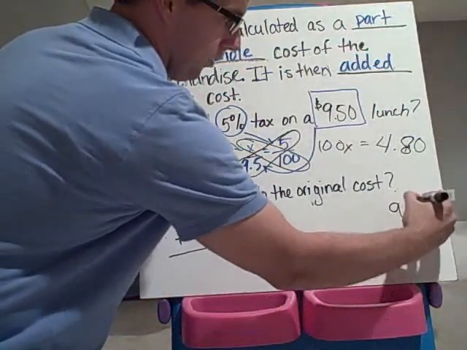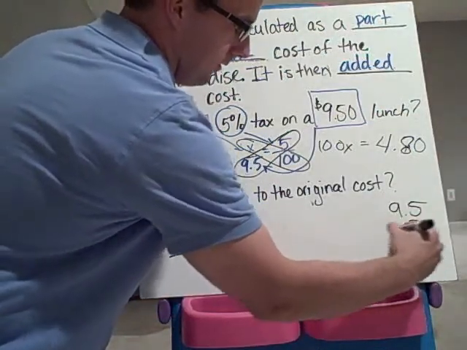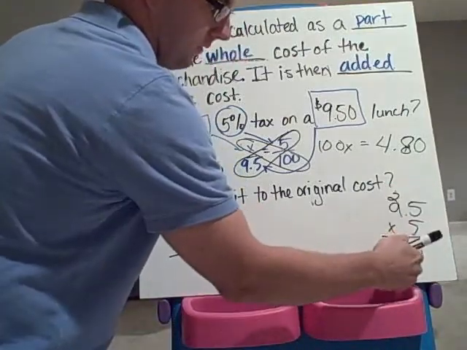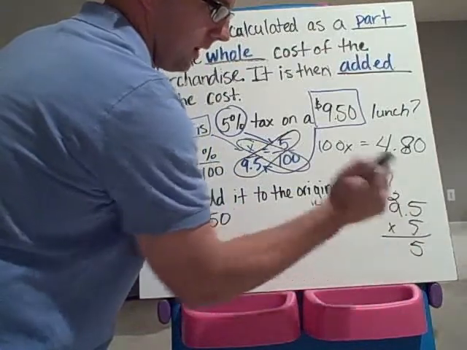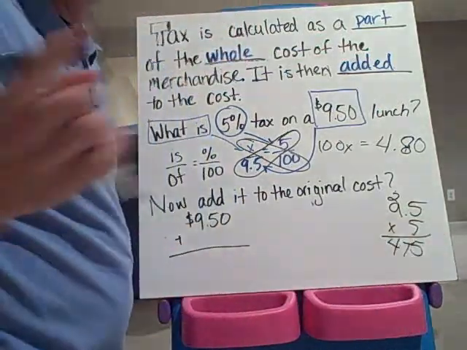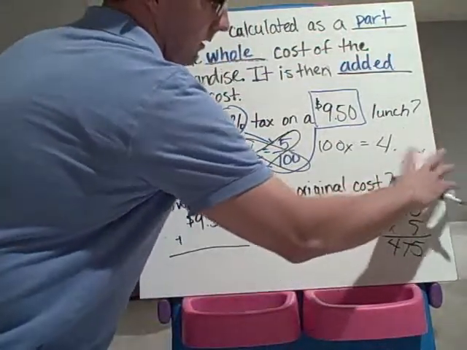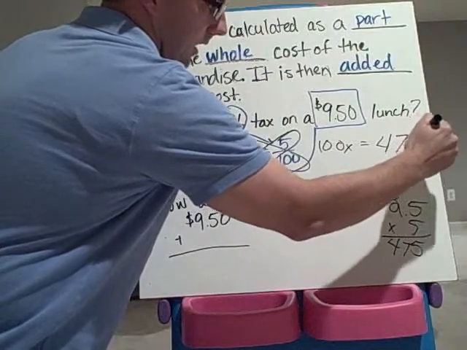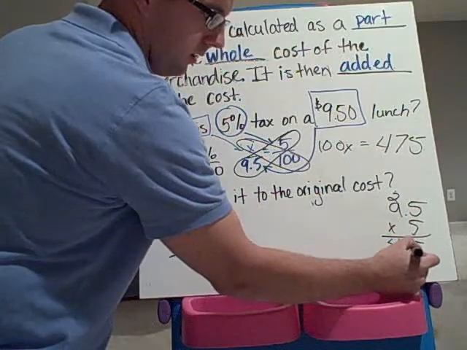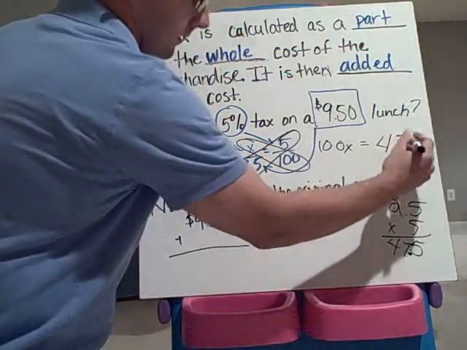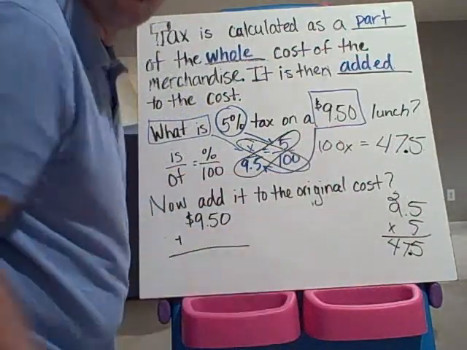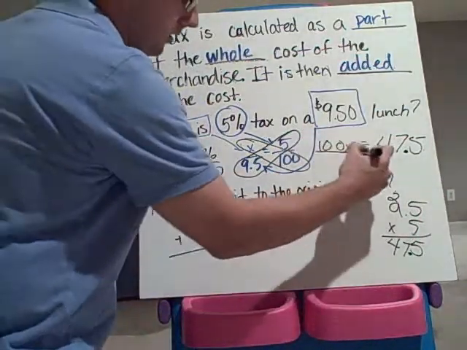So 9.5 times 5 equals, 5 times 5 is 25. You put the 5 down here, you carry the 2. 5 times 9, 45 plus 2 is 47. Oh, see, you were shouting out the wrong answer. It's actually 475. But we're missing a decimal point, aren't we? Shouldn't we put a decimal point there? Yeah. So it's 47.5. And now we have to do the opposite of multiplication, which is division.